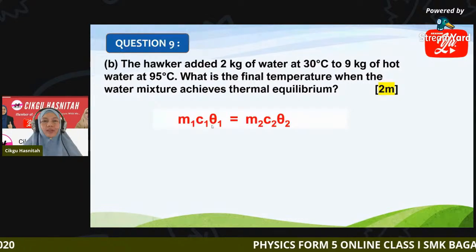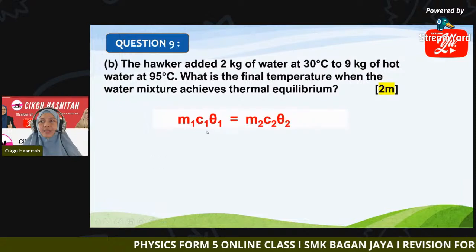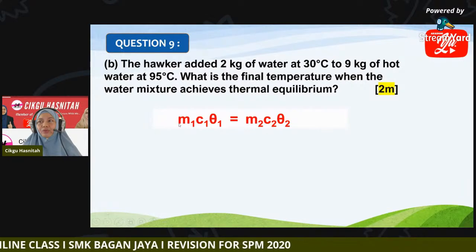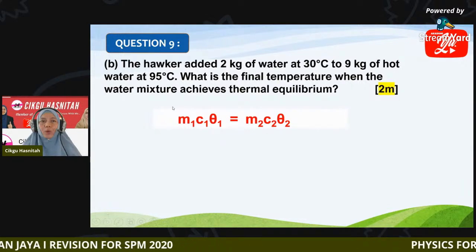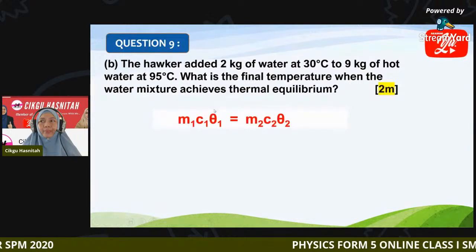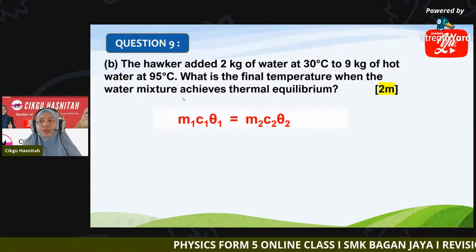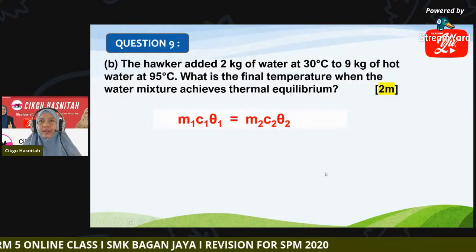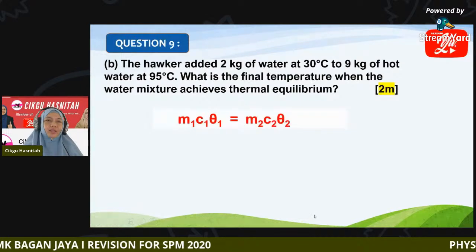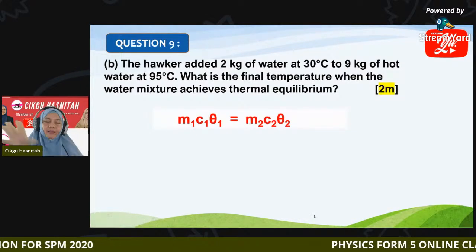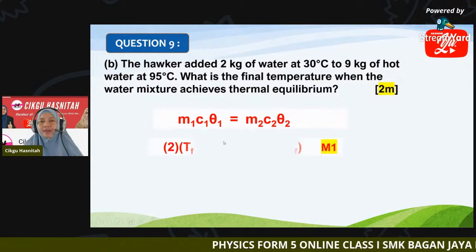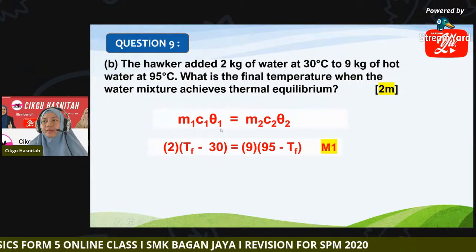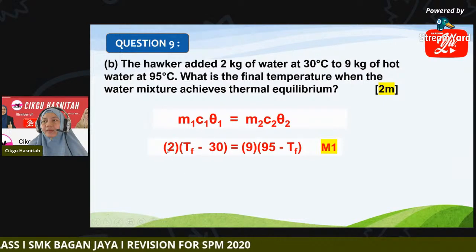So again, we apply this: M1 C1 theta 1 equal to M2 C2 theta 2. On the left side is the water with lower temperature, the water at 30 degrees Celsius, which will gain heat, while the water with a higher temperature will lose heat. So you can place either one in any of these positions. Here I write the water at 30 degrees, so the mass is 2.